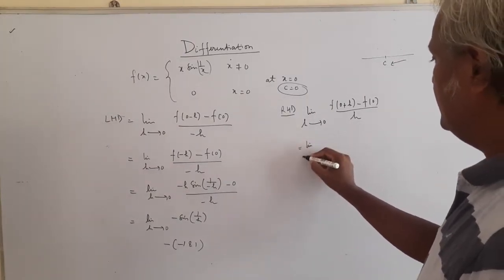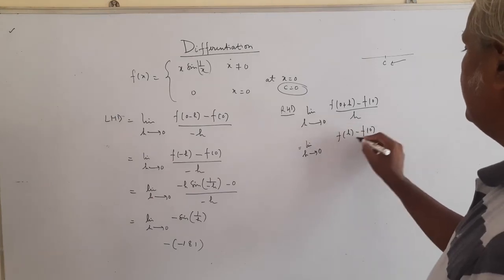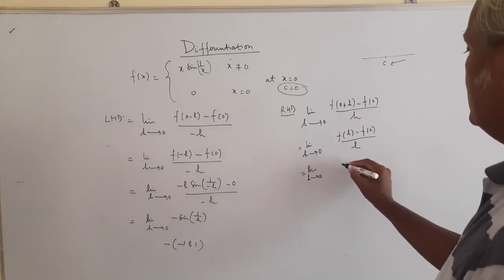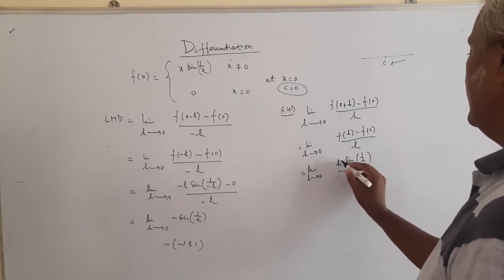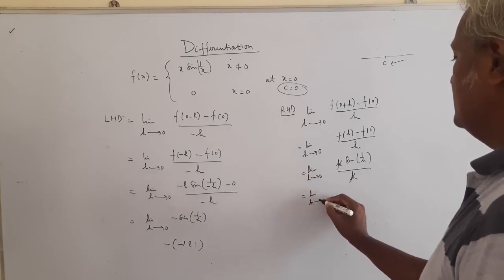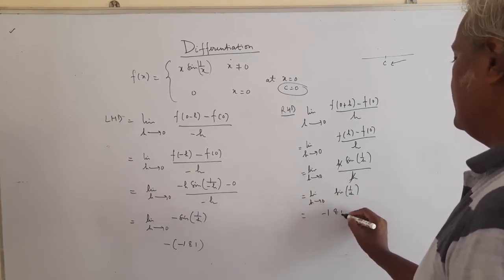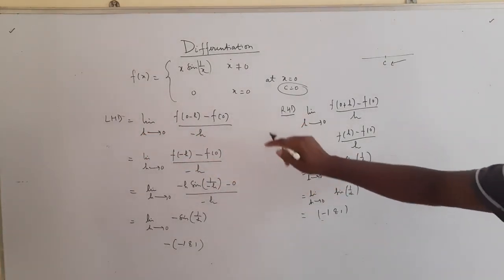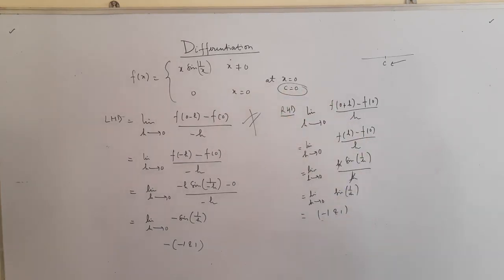So limit h tends to 0, this will become f(h) minus f(0) over h. So this is limit h tends to 0. Now this is h sine 1 over h over h. So h cancels. So this is giving you sine 1 over h. Now this is also fluctuating between minus 1 and 1, and the other is the negative of whatever is fluctuating. So in both cases they will never have the same value. So we can say that the left hand derivative LHD is not equal to RHD. Therefore the differentiation of this function at x equal to 0 does not exist.